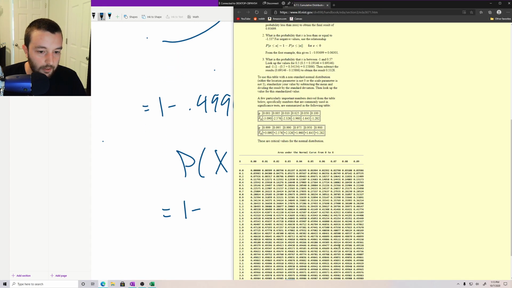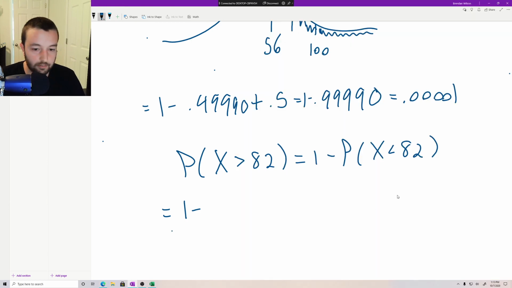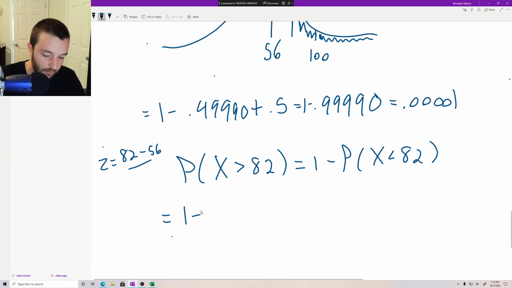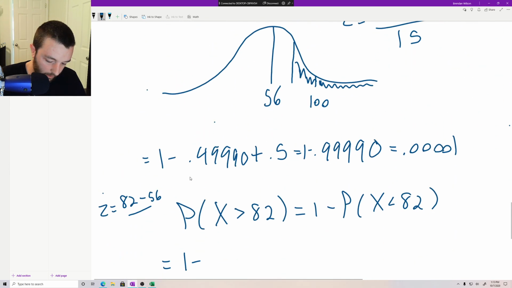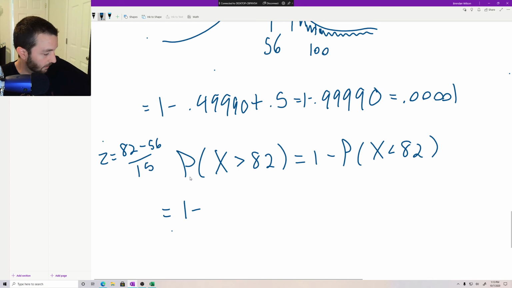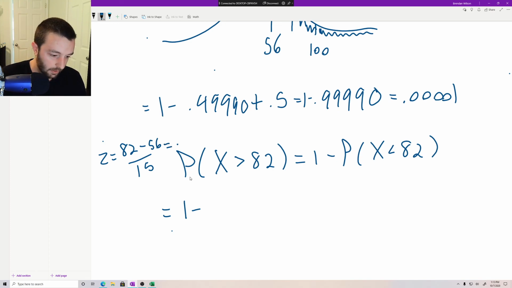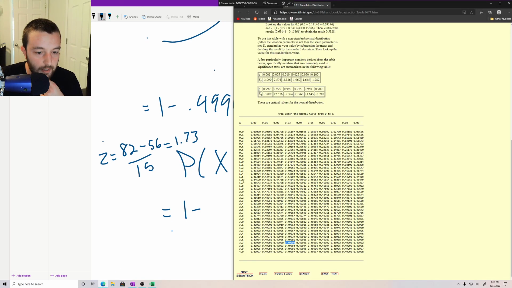So from this table, sorry, first of all, we need the z-score, right? Let me do that on the side. We always have to find the z-score first. 82 minus 56 divided by 15 is 1.73. Okay. So from this table, 1.73 is right here. So we're at 0.45818.